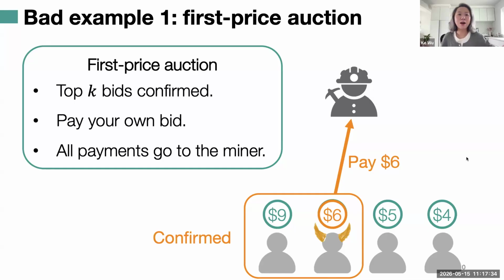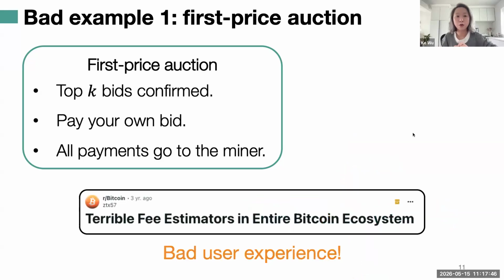So this causes the problem that in a first price auction, I need to estimate what other users are bidding to decide my best strategy. This typically incurs a lot of effort on the users and results in terrible fee estimation in the entire Bitcoin ecosystem, and a terrible fee estimation during the blockchain Black Thursday in 2020. So the problem of this first price auction is really a bad user experience.